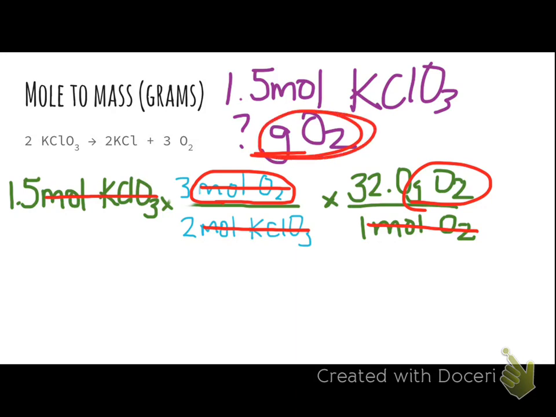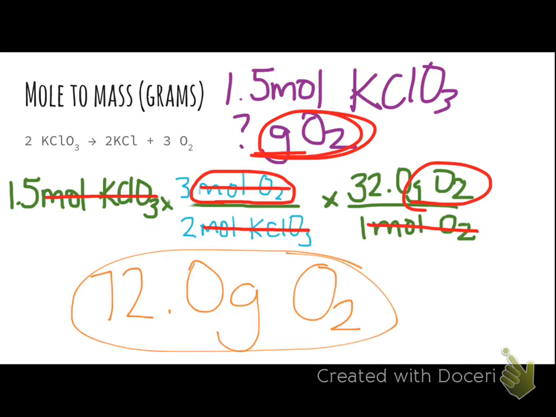All right, go ahead and do the math. I want you to pause first before you check to see if you got the same answer as me. Go ahead and do your math, and we'll come back. All right, so here's your answer. You should have been left with 72 grams of O2. If you did not, make sure that you did divide by 2. That could have been one of the problems here. So 1.5 times 3 divide by 2 times 32 will give you 72 grams.